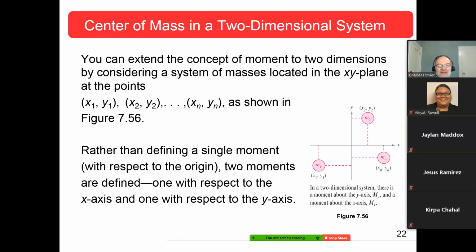Rather than defining a single moment with respect to the origin, two moments are defined: one with respect to the x-axis, one with respect to the y-axis. Now, each mass has a moment with respect to each axis. That's why there are two dotted lines. One's going horizontal and one's going vertical.